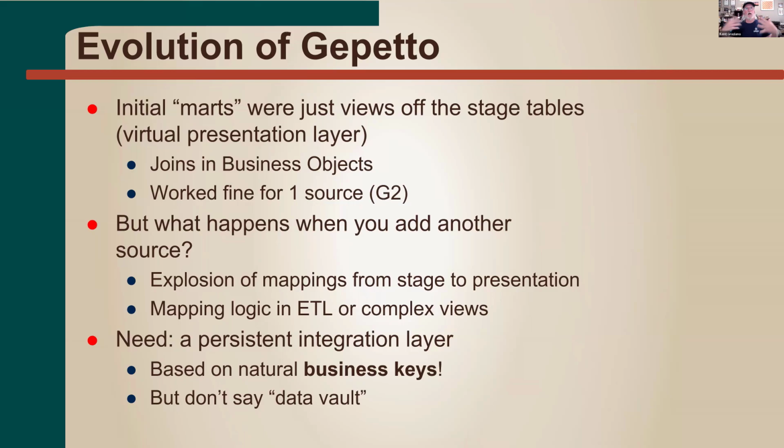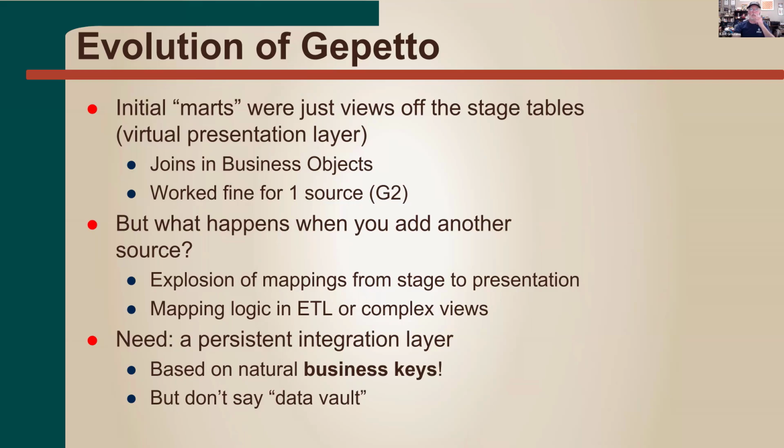And now we're having to modify the views. Every time we add a new source, you've got to modify a view, right? And redo the mapping. And so the views became very, very complex. And eventually we got them to understand that, wow, maybe we need a persistent integration layer. We call it a persistent integration layer rather than a data warehouse, based on natural business keys.